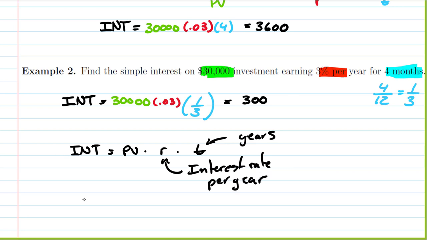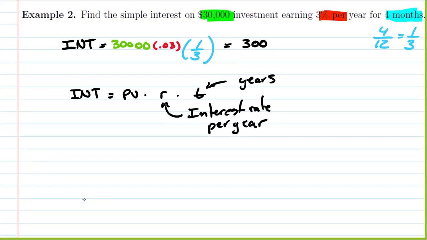Well, we can change this formula a little bit. So let's go ahead and instead of doing it this way, let's imagine we were going to rearrange this expression that we had here. So our present value was $30,000. Our interest rate per year was 3%, and our time was 1/3 or 4/12 of a year.